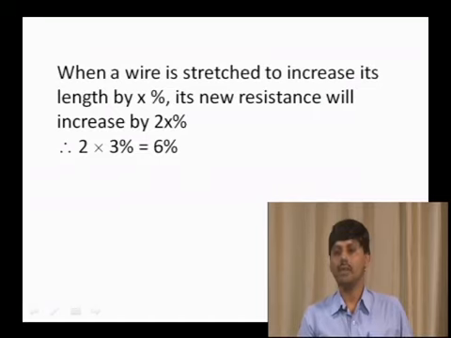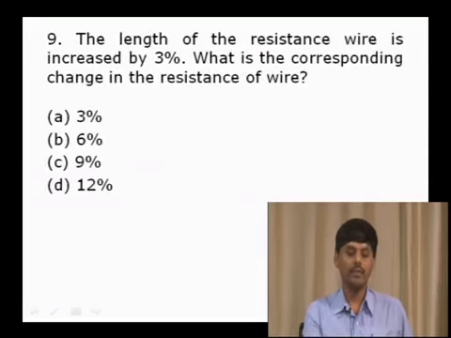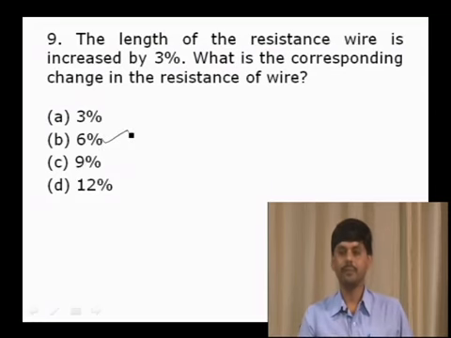That is, when a wire is stretched to increase its length by x%, its new resistance will increase by 2x%. Therefore, 2 times the original 3%. 2 into 3 is equal to 6%. Therefore, the correct option for this is B.